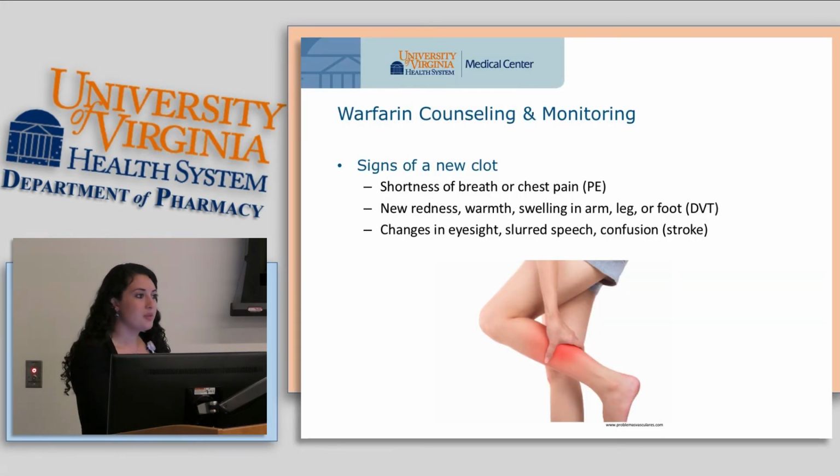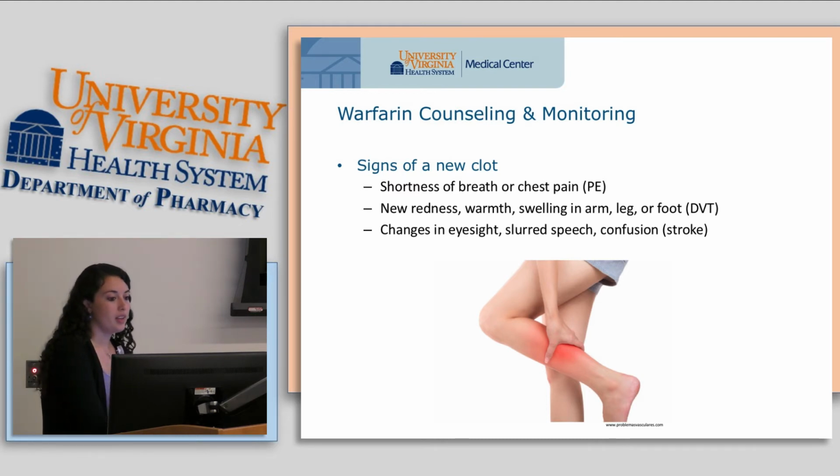A lot of times we focus on the risks of bleeding with warfarin because it can increase those risks, but then we also want to think back to why patients are on anticoagulation in the first place, and this is because they are at a higher risk of clot. So in case their warfarin is subtherapeutic, if they're expressing any signs of shortness of breath or chest pain, this could be signs of them having a PE or a heart attack, meaning their warfarin is not doing the job.